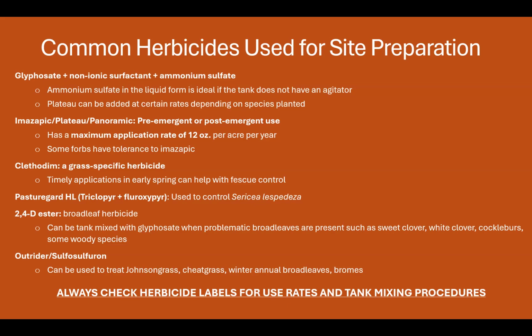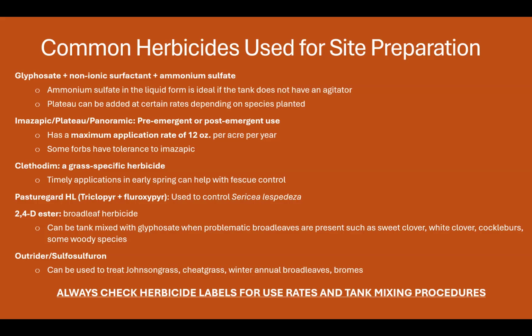And that imazapic, brand names Plateau or Panoramic, can be used as a pre-emergent or post-emergent. Keep in mind that it has a maximum application rate of 12 ounces per acre per year. And so in my fall applications, I typically recommend no more than 6.